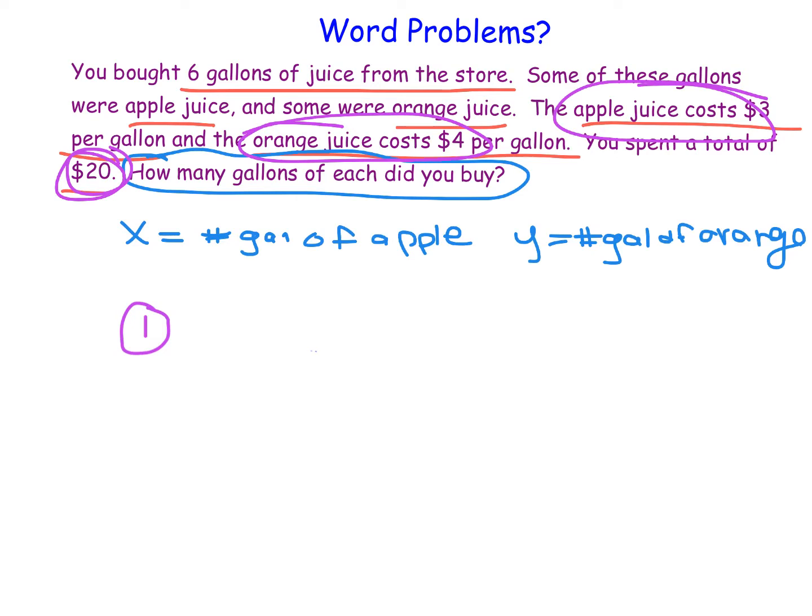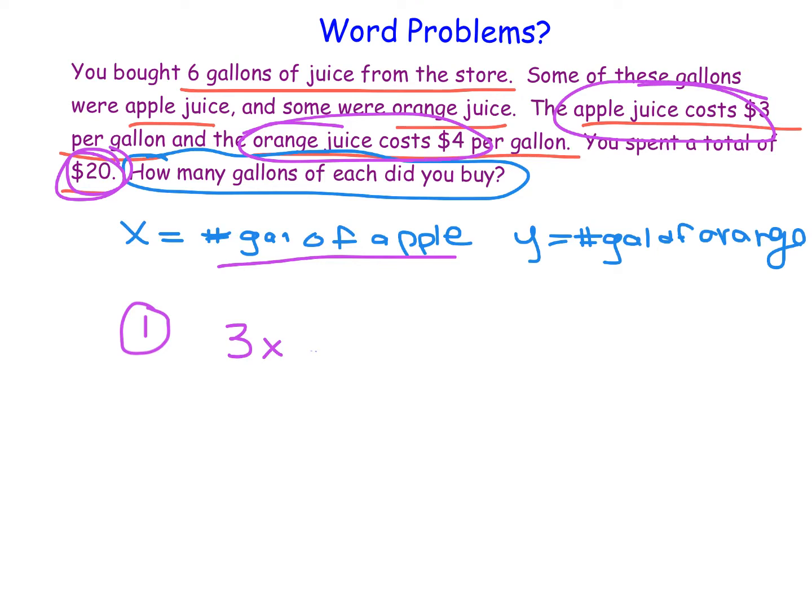So if I think about going to a store, I know that when I go to the store, I take the price of an item and how many I buy and multiply them together to figure out their cost. So for example, I know that apple juice costs $3 per gallon. So if I write 3x, that's 3 times x, it's $3 times the number of gallons of apple juice that I have. That's what 3x represents.